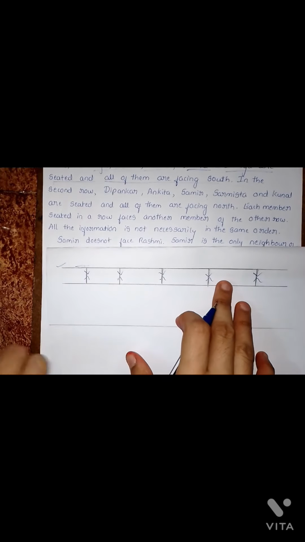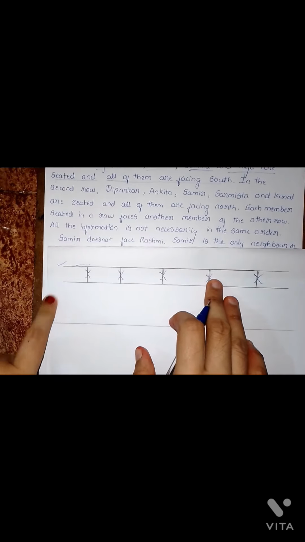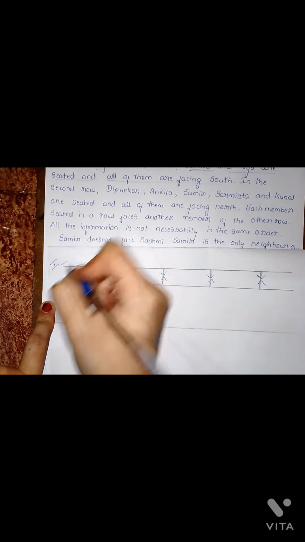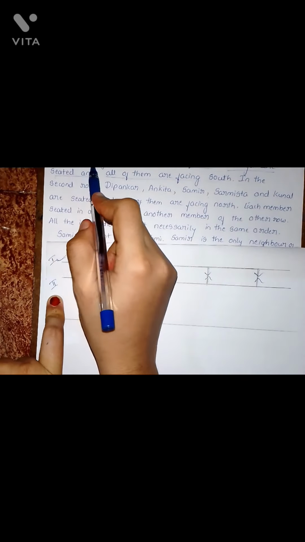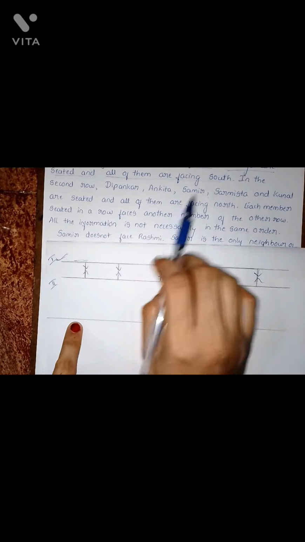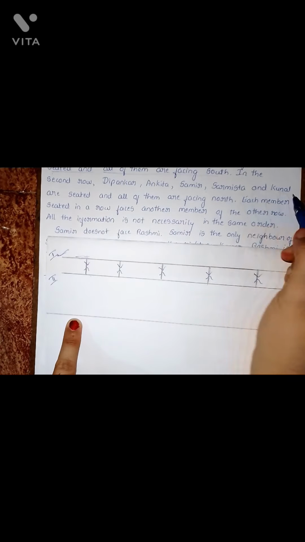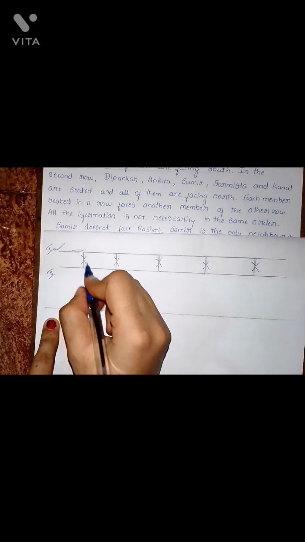So here this is considered the first row and this is the second row. In the first row, Sandhya, Rashmi, Kumar, Sumita and Riya are all seated, and in the second row, Deepankar, Ankita, Samir, Sharmishta and Kunal are seated, and all of them are facing north.